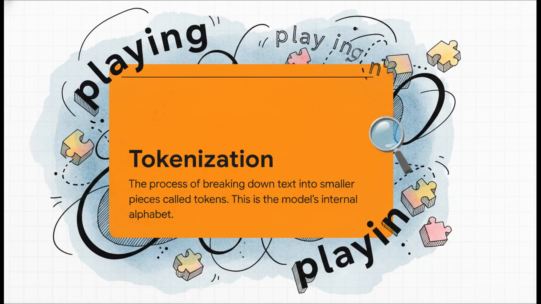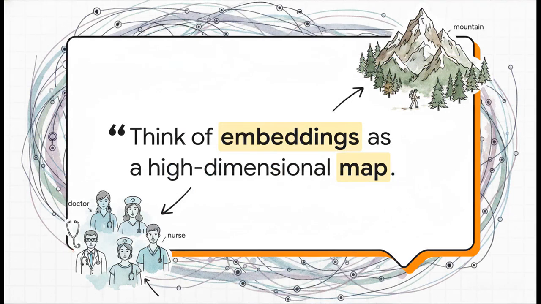Okay, once we have those tokens, the model needs to understand their meaning, and that's where embeddings come in. Each and every token gets turned into a long list of numbers, a vector, that basically places it on this huge complex map of meaning. On this map, words like king and queen are really close to each other, while words like king and car are super far apart. It's how the AI learns the relationships between ideas.